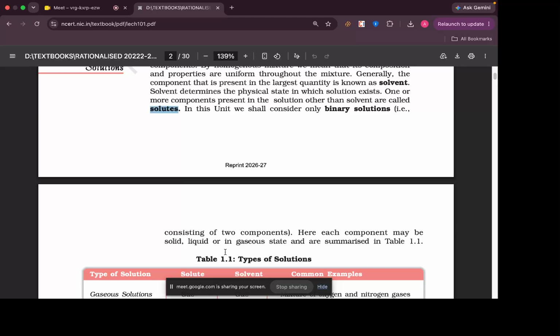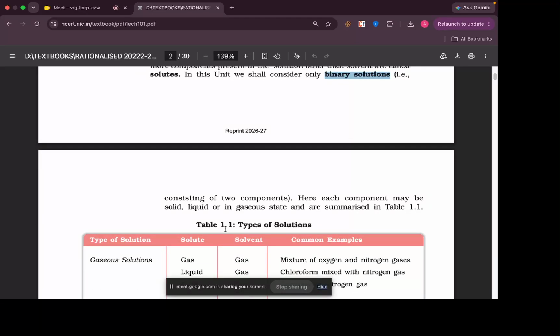Next is what? Binary solution. Also please focus on this bold text mark. It is also very important. A binary solution consists of two components. Very simple. Binary means what? 0, 1. Binary means two things. So if we have two components, it will be a binary solution.